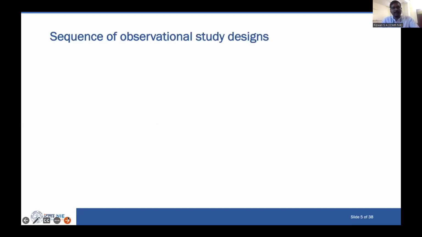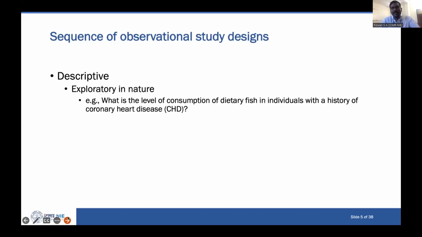So usually what happens is when you are trying to do an observational study, there are 2 steps in doing an observational study. One is called the descriptive and the second one is called the analytic. What is descriptive? Descriptive is very exploratory in nature. What is the level of consumption of dietary fish in individuals with a history of CHD? So it merely tries to understand a phenomenon without trying to associate any exposure with any outcome. So there are no comparison groups. You are only trying to explore a particular phenomenon in great detail. So that is exploratory in nature, which we also call descriptive.